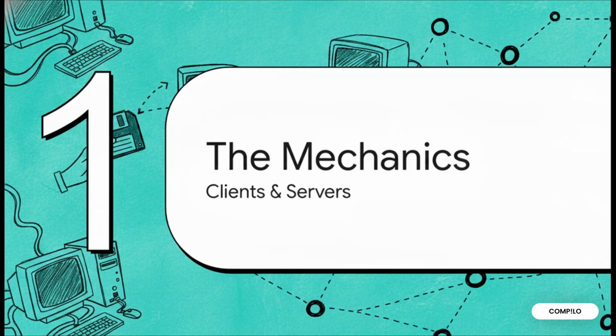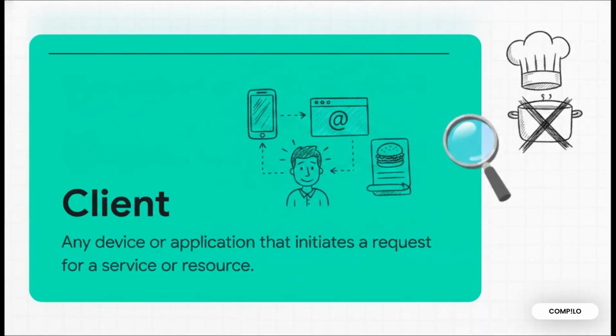Section 1. The mechanics, clients, servers, and communication. So, back in the early days of computing, machines were basically total loners. If you wanted a file from another computer, you literally had to physically carry a floppy disk over to it. Obviously, that wasn't going to scale as the world got more connected, right? The brilliant solution was the client-server model. It brought order, scale, and seamless communication to all those disconnected machines.